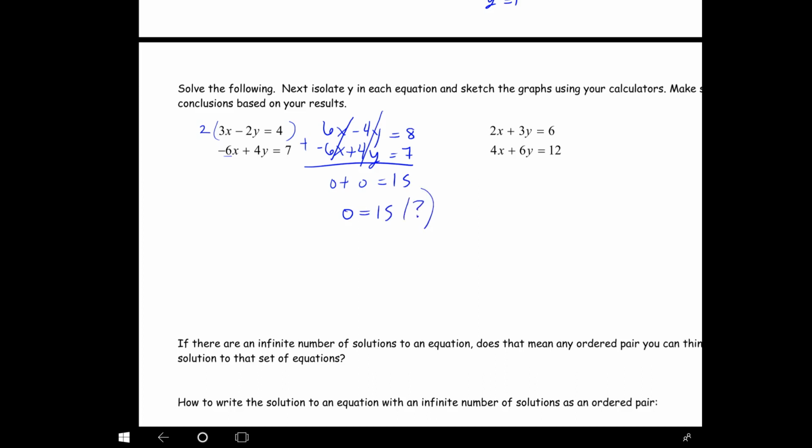What? That's how my 2-year-old, he'll say, what? What? It's not possible. 0 does not equal 15.